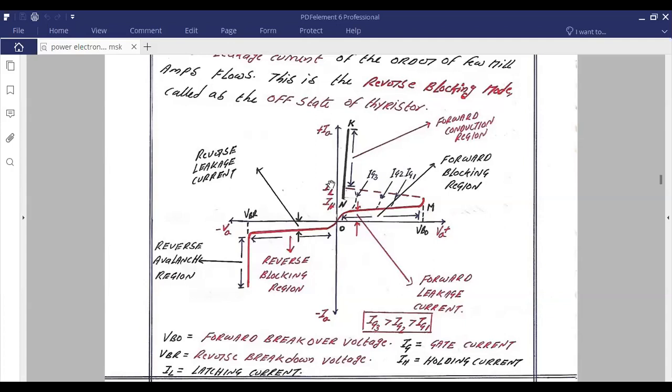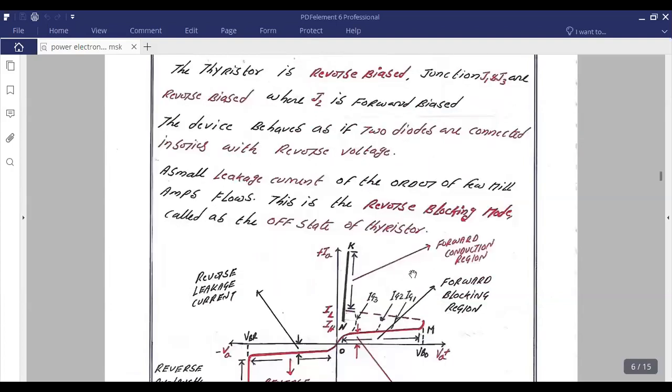Is it clear with this? Latching current and holding current. Okay, so anyone respond?